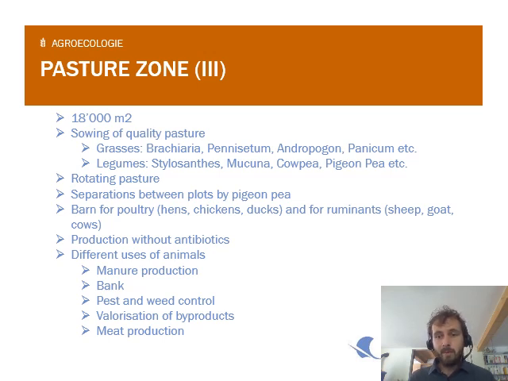We will separate the pasture plots with pigeon pea hedges, and we build a barn for the poultry and for the ruminants. We produce organically, so we don't give preventive antibiotics, and we will use the animals for the different uses they can be used for. So manure production, as a bank if we need to buy something, pest and weed control, to produce meat and eggs and milk, and of course to valorize bioproducts.